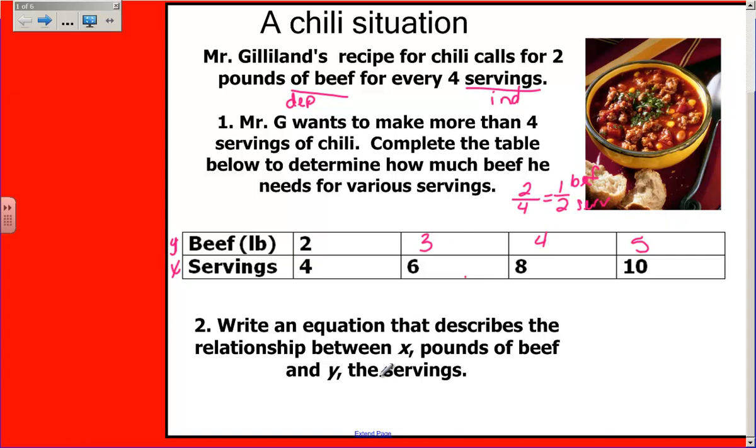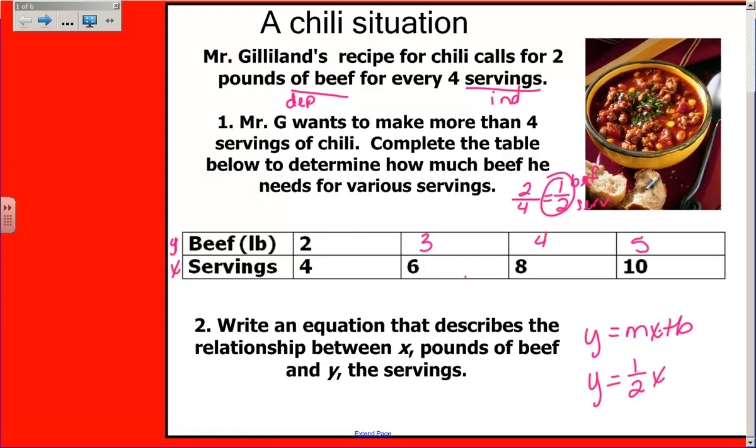Now, to write an equation to describe the relationship between X pounds of beef and Y the servings, one of the first things I have to know is my rate of change. And right now, I know that my rate of change is 1/2 because I had to find that to fill in the table. If you'll remember, to write a linear equation, we always put it in this format, y equals mx plus b, where M is our rate of change and B is our y-intercept, or our starting amount. Well, I know that my rate of change is 1/2, so I know it's going to be y equals 1/2 x.